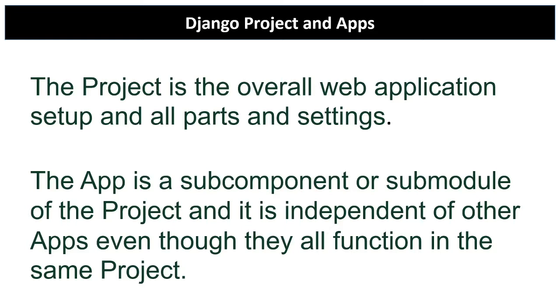Now inside the project, we are going to have apps, and an app is a subcomponent or a submodule of the project, and it is independent of other apps. So you can have one project and you can have about 10 apps within the project. And it is actually good, because depending on how extensible you want your website to be, you can add more apps. That means you can add in more functionalities.